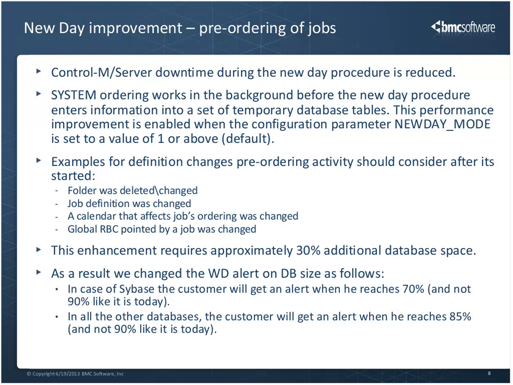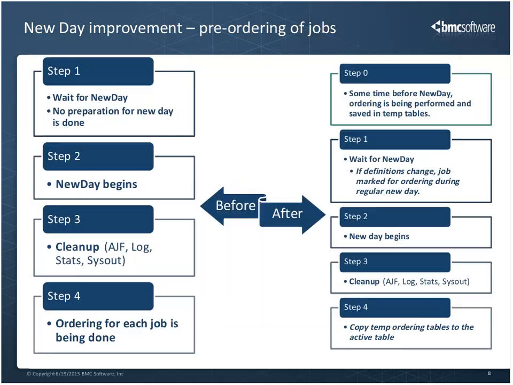Because we have created this temporary table in the meantime, we do increase our database utilization, and we say by approximately 30%. Of course, this depends on how you order your jobs and how large your database is, if you do ad hoc, etc. But we have changed how the control-M server alerts on database space. On Sybase, we alert at 70% now, whereas it was 90% before, and with the other databases, it was 85%. It is now 85%.